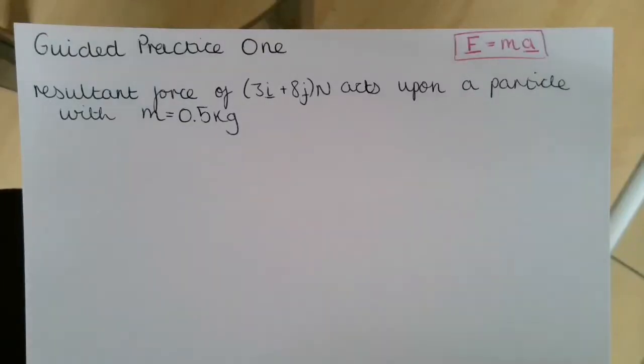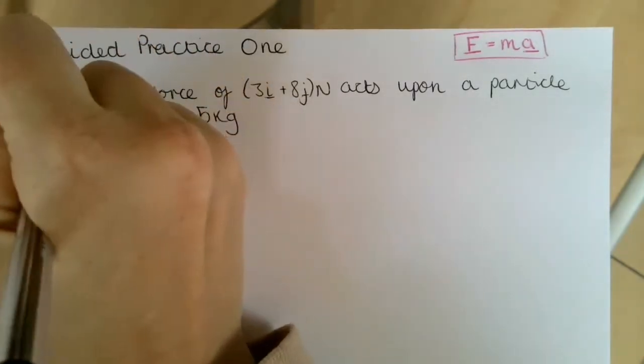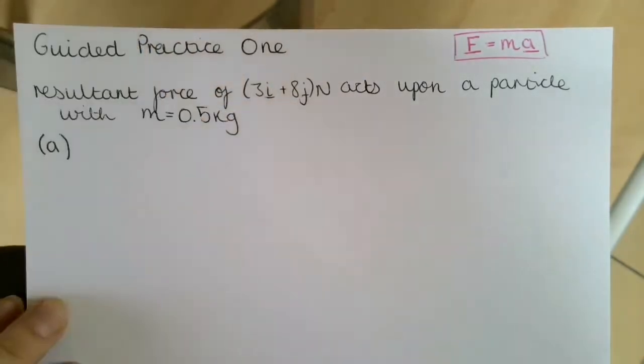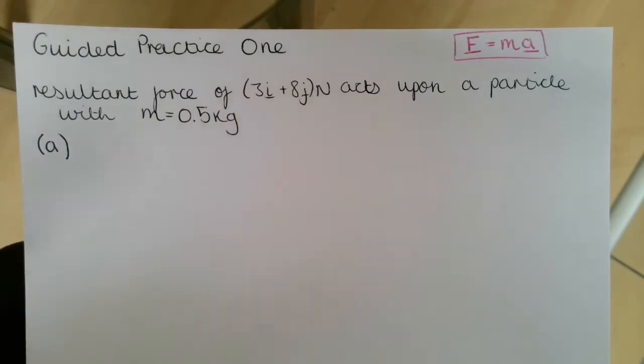For our first example, we are told that a resultant force of 3i plus 8j newtons acts upon a particle of mass 0.5 kilograms. In the first part of this question, we are asked to find the acceleration of the particle of the form pi plus qj meters per second squared. So we want to find the acceleration in terms of the unit vectors i and j.